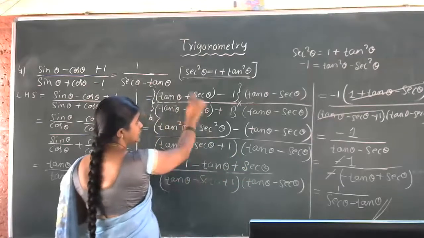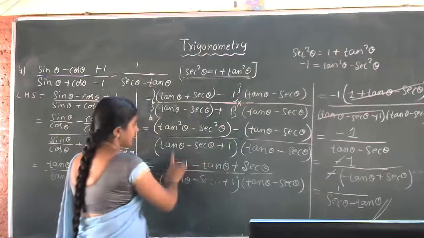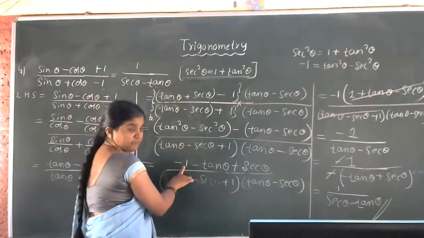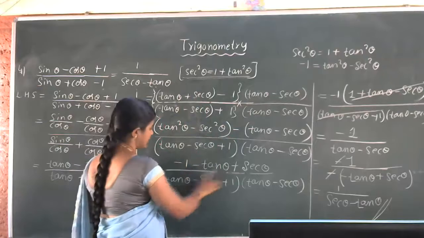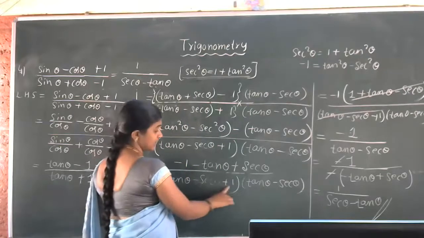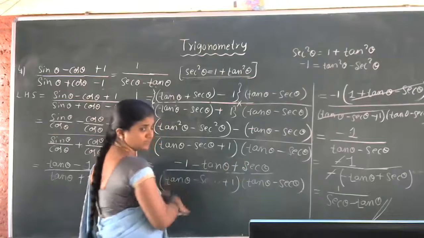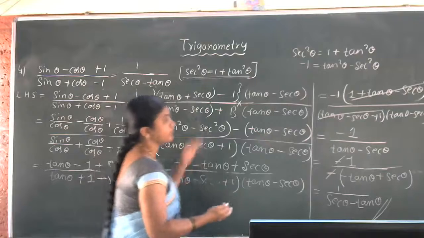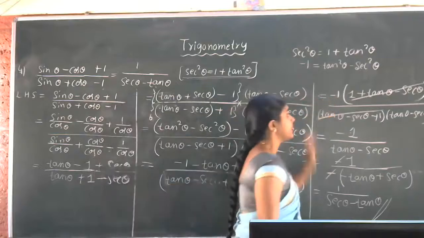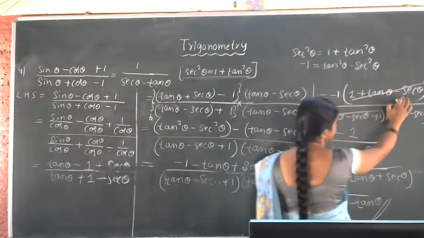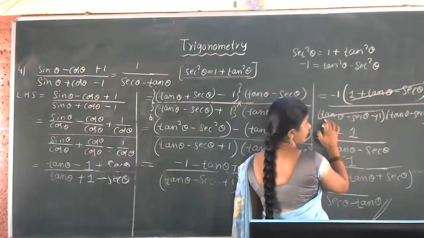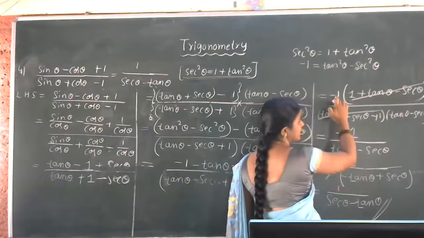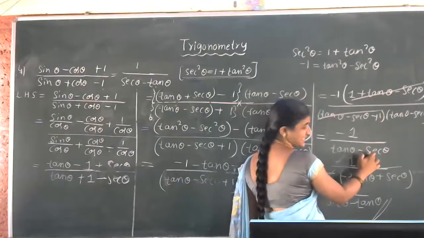So here we used the a square minus b square concept. Then tan square theta minus secant square theta, we used the identity, which gives minus 1. Then minus tan theta plus secant theta. Here tan theta minus secant theta plus 1. Here we observe the same term with the opposite sign, but we have to convert it to the same term with the same sign. For that we removed minus 1 outside. Then we got 1 plus tan theta minus secant theta. In the denominator already plus tan theta minus secant theta plus 1. So we cancelled that one. Here we got minus 1 by tan theta minus secant theta.